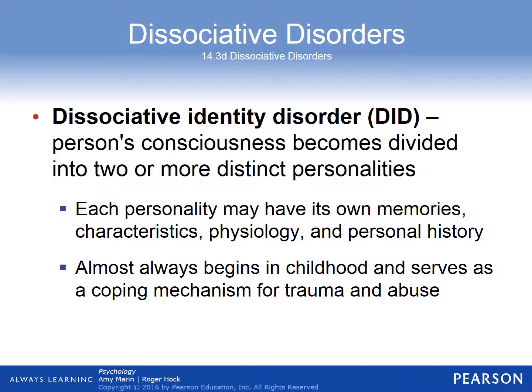So the person splits from themselves to deal with, often, more than just one event; it's a continued trauma to the child or the person. And so in order to deal with that and keep one part of themselves intact, they split from it and they create these different personalities. And so if you've seen some of the movies, like United States of Tara, it kind of actually is like that.